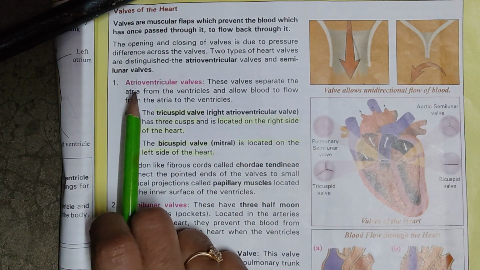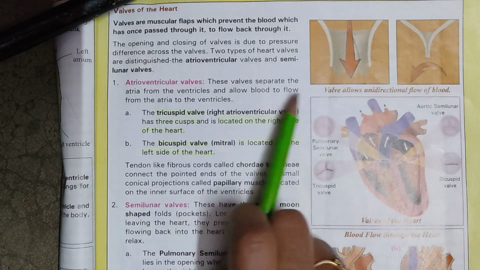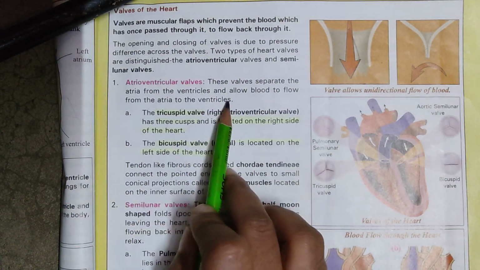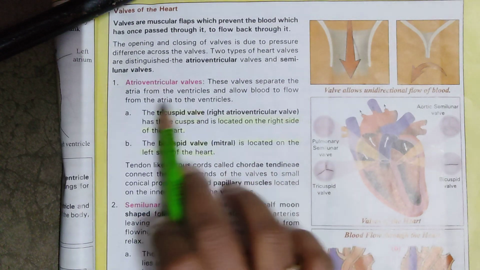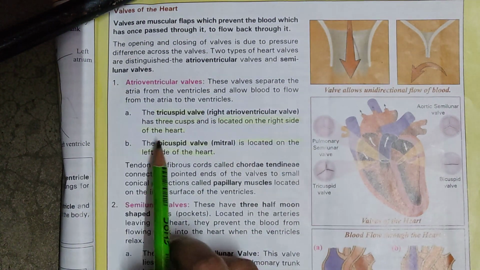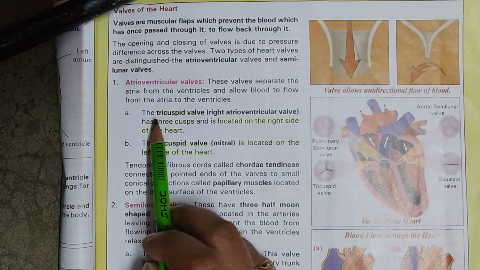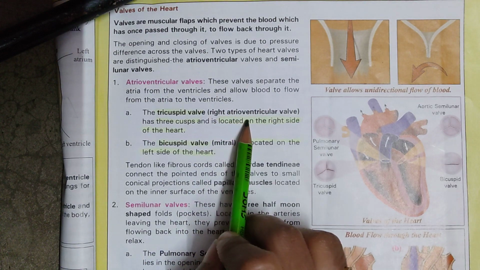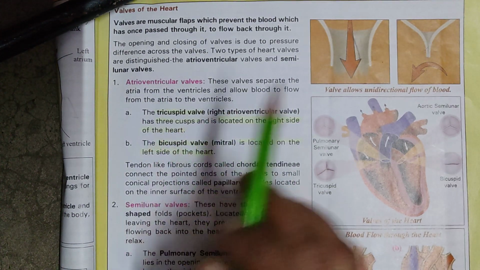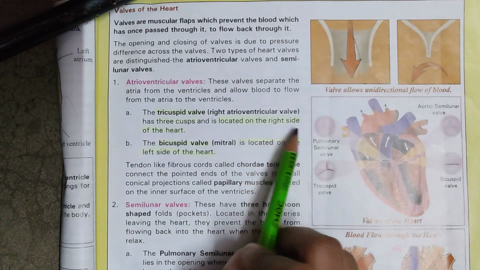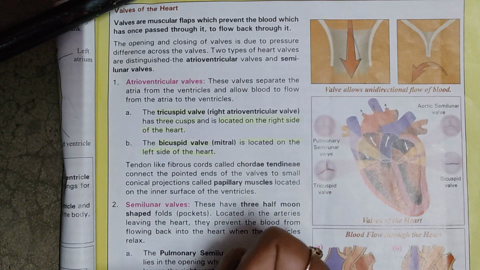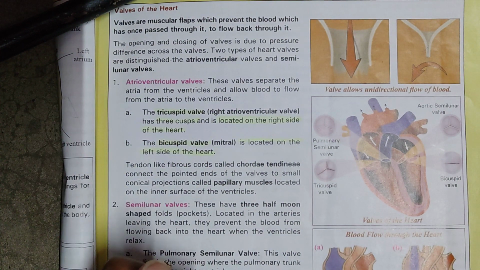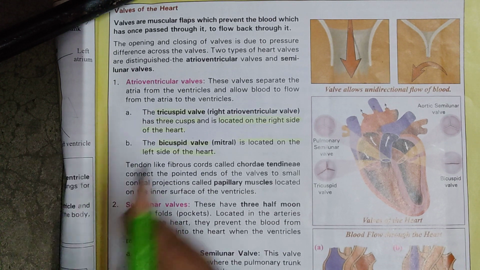Here we are starting with the atrioventricular valves. This valve separates the atria from the ventricles and allows blood to flow from the atria to the ventricles. Already I have stated that there is the tricuspid valve. Where is it present? On the right side, so this is also known as the right atrioventricular valve. It has 3 cusps and is located on the right side of the heart. Why is it known as tricuspid? Because it has 3 cusps in it.